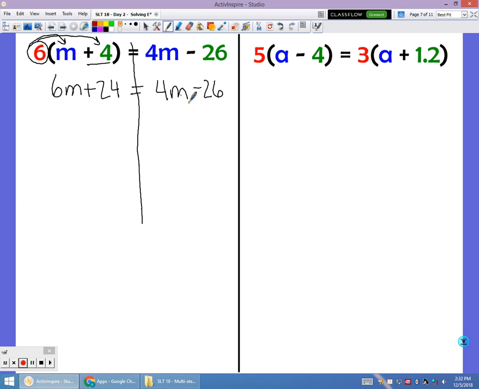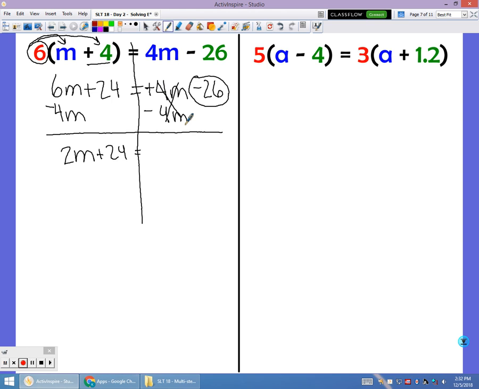I have variables on both sides. Both sides have numbers also, so I'm able to eliminate the smaller one, which is 4m, by subtracting 4m. If it helps you to organize your thinking, you can draw a line here to show that we are doing some calculation here. 6m minus 4m is 2m. We have a plus 24 that we just bring down, and we've got to remember our minus. This is what's left over after we eliminate this. So we have a negative 26.